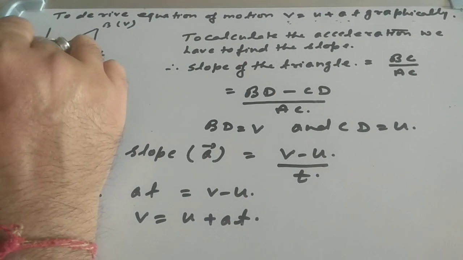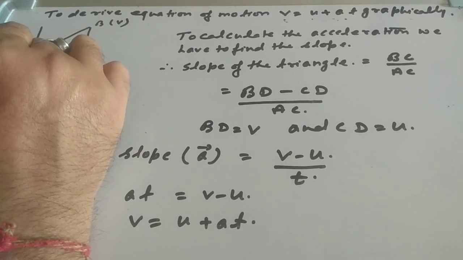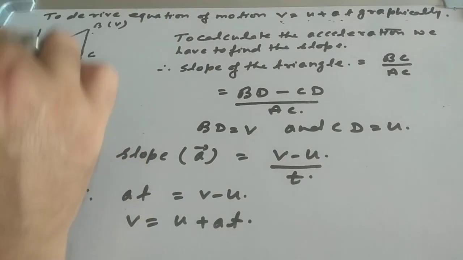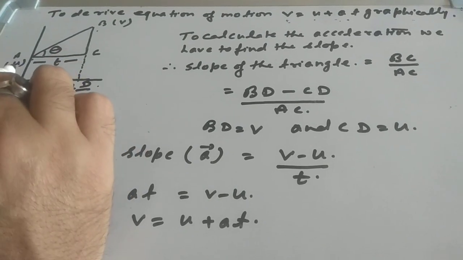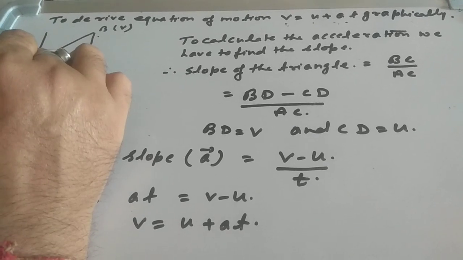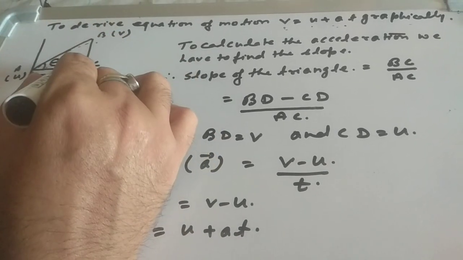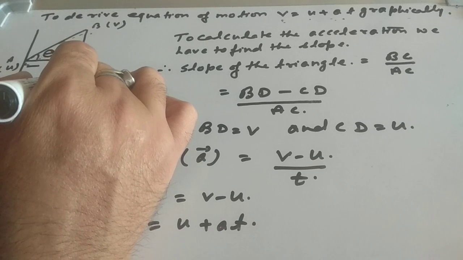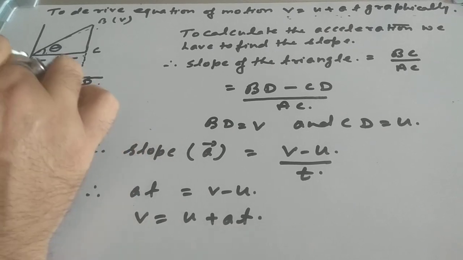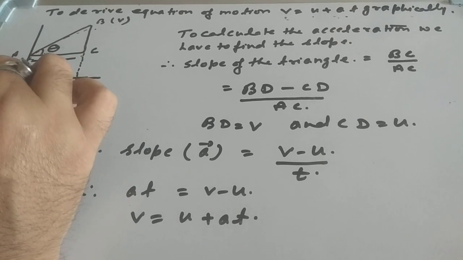The body has a certain initial speed, so the graph starts from A with initial velocity u, and it ends at B, that is v. Now to find the acceleration, we have to calculate the slope. I have joined A to B with BC and AC. Further, I have made a construction: I have joined C with the point D. From O to D, it is t, and AC is parallel to OD, so it is also t. Clear?